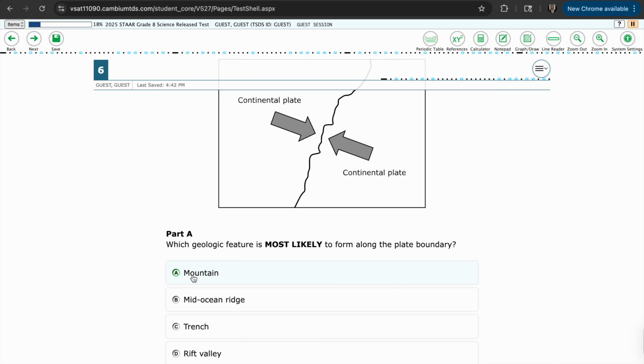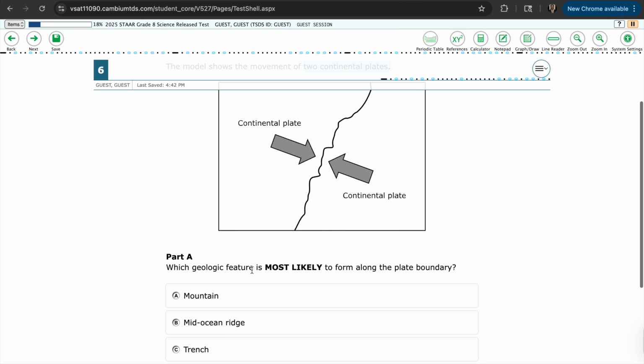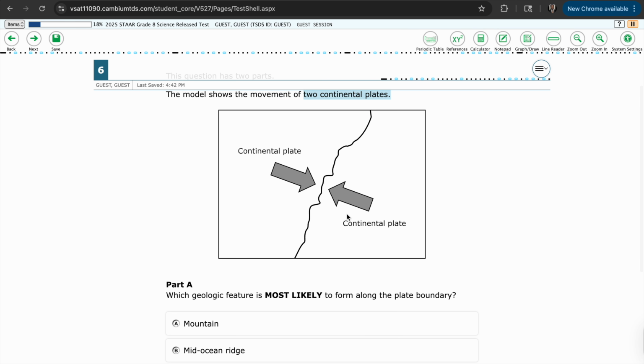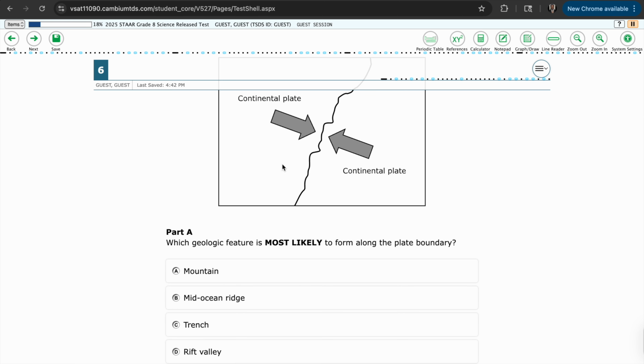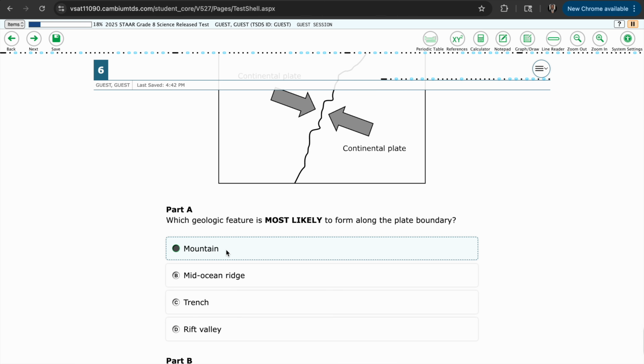Now we have a mountain and a rift valley. Which of these is likely going to form from this boundary? This is a convergent boundary, so both of these plates are coming together. So a mountain is going to form, not a rift valley. A rift valley is formed when 2 plates move away from each other.